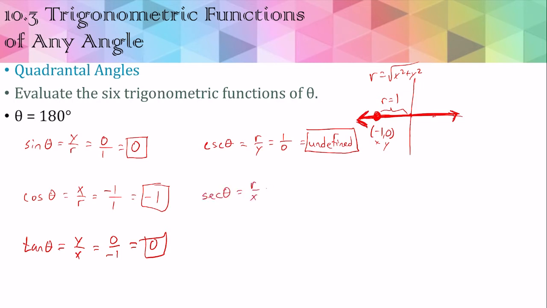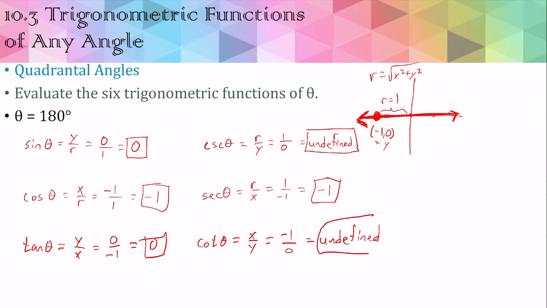Secant is r over x. R is 1, x is negative 1, so secant is also negative 1. And cotangent is x over y, so that's negative 1 over 0. Again, we're dividing by 0, so it is also undefined. Exciting, huh?